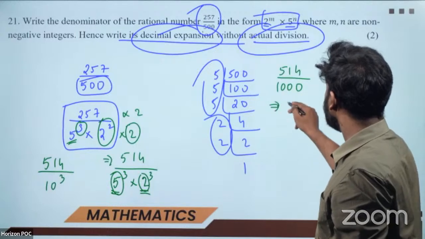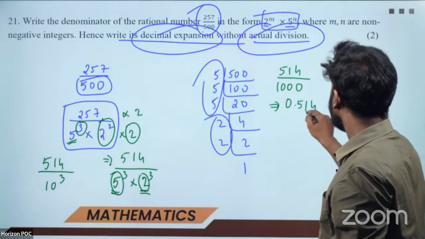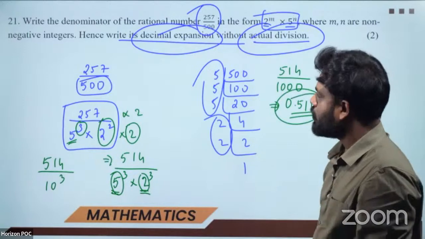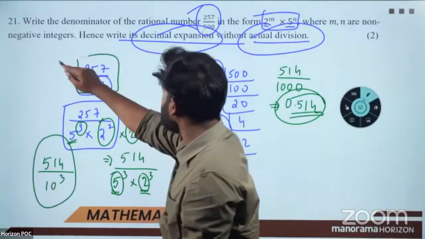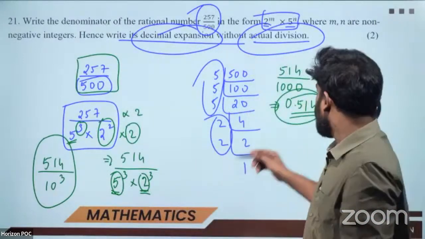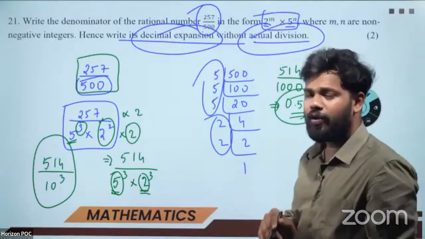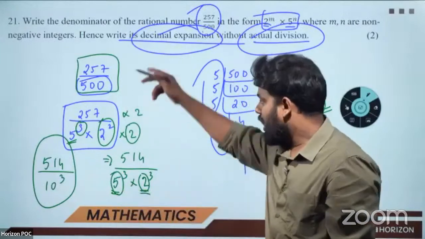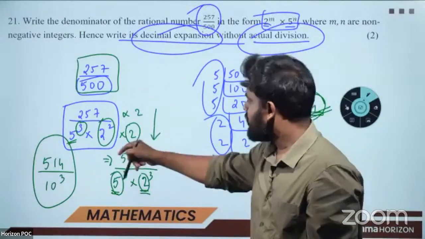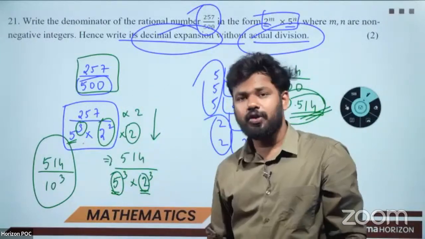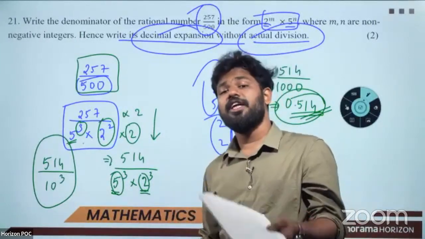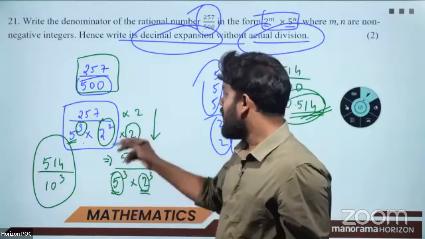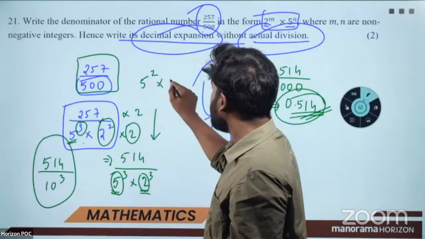And what is 514 divided by 1000? It is 0.514. So what will be the decimal expansion of 257 by 500 without any division? It is 0.514. And what did I use? I used its prime factors. Look at the denominator, 5 raised to 3 and 2 raised to 2. To make it complete, I multiplied by a 2. Sometimes I have to multiply with a 5. Suppose you have the denominator in the form 5 squared into 2 raised to 3.